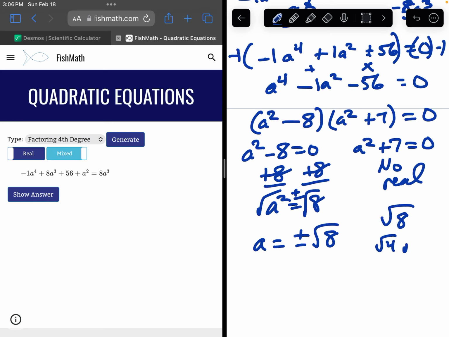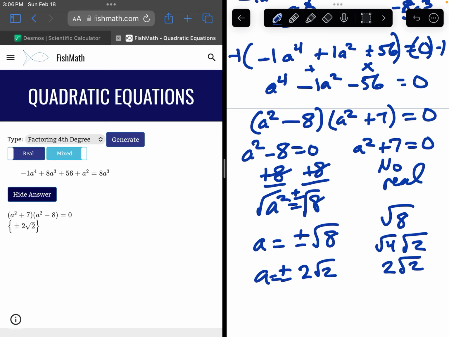But square root of 8 is really square root of 4 times square root of 2. So that would be 2 square root of 2. So the simplified answer would be plus or minus 2 square root of 2 as the only possible real answers.